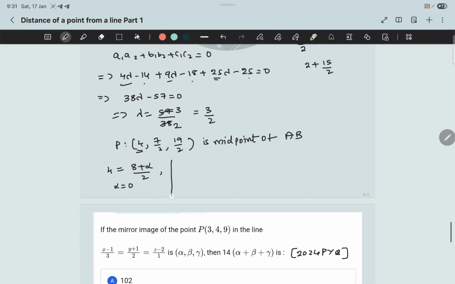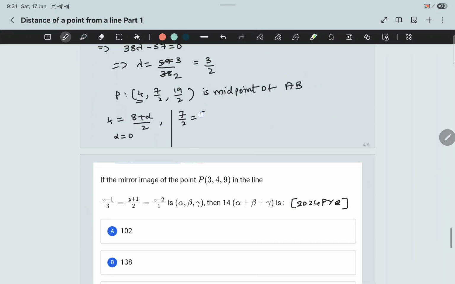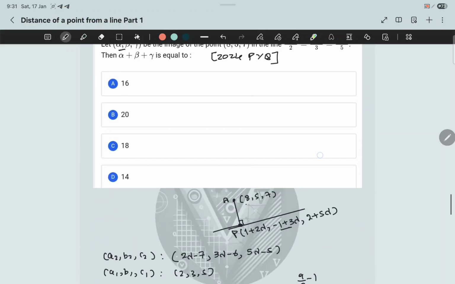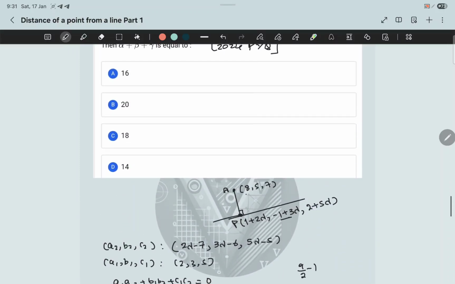Next we have 7 by 2 is equal to 5 plus beta by 2. So from this we get beta is equal to 2. And next we have 19 by 2 is equal to 7 plus gamma by 2. That means 19 minus 7 is 12. So he is asking us to find alpha plus beta plus gamma. That should be 14. I think 14 is the correct answer.